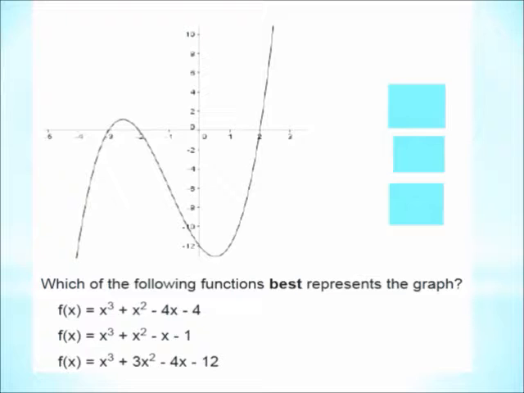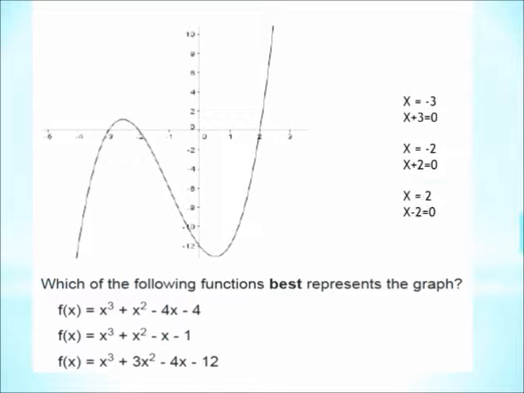This problem says which best represents the graph. So let's look at it. Our first information is x equals -3. And remember the last problem or a few problems before, we needed to find out, it's like working backwards now. We have the intercept, but now we need to start looking at the equation. So we get x plus 3 equals 0. The next one's -2. So we get x plus 2 equals 0. And the other one is +2, so we get x minus 2 equals 0.